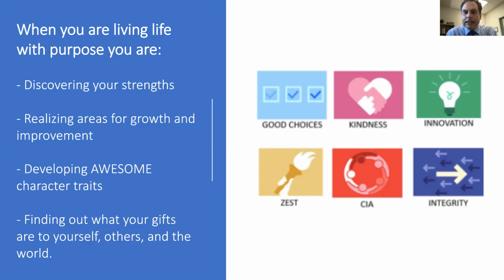And another part is all of these character traits that we are learning about, like kindness and innovation and zest and grit and good choices, all of those, as we put those into action, that's living out our purpose, which is kind of cool. And sometimes it takes practice to do that too. For example, right now in my life, I have to be practicing patience. There are some things I'm having to wait for that I wish I didn't have to wait for.